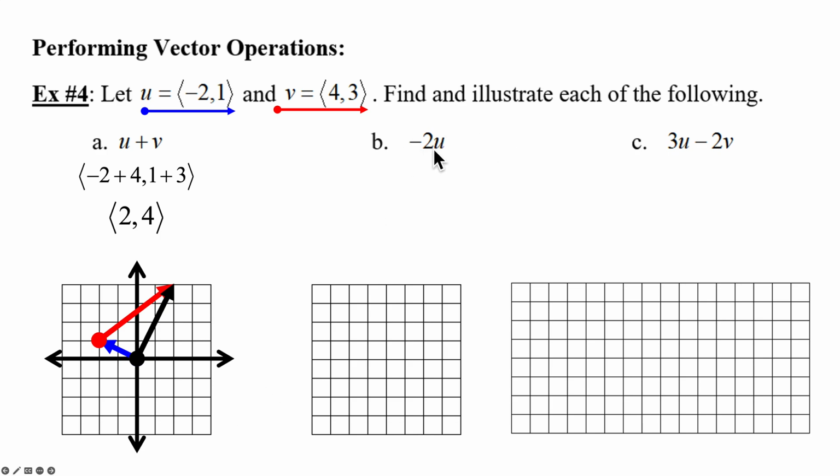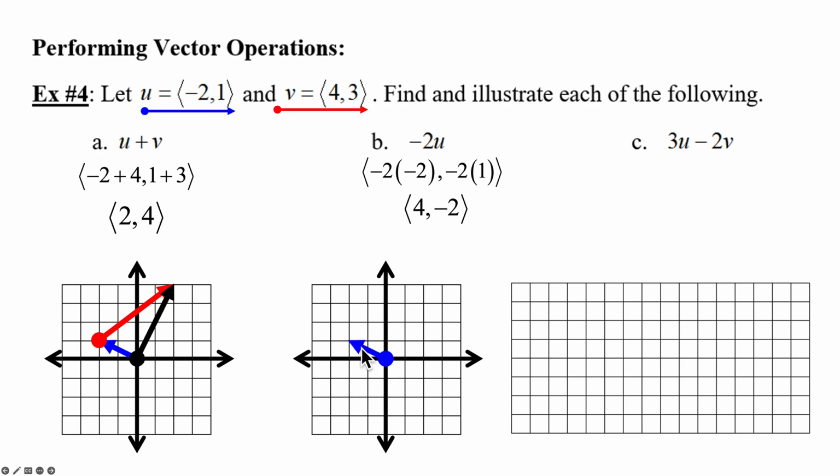Negative 2u, okay, take negative 2, multiply that to each component. Negative 2 times negative 2 is 4. Negative 2 times 1 is negative 2. Done. Graphically, negative 2, 1, there's the blue vector. Now, the component vector multiplied by negative 2. Here's where the slope can come in. This is at negative 2, 1. Now I'm going to do everything opposite. Down 1, right 2. Now do that twice. Down 1, right 2, down 1, right 2, and there's negative 2u.